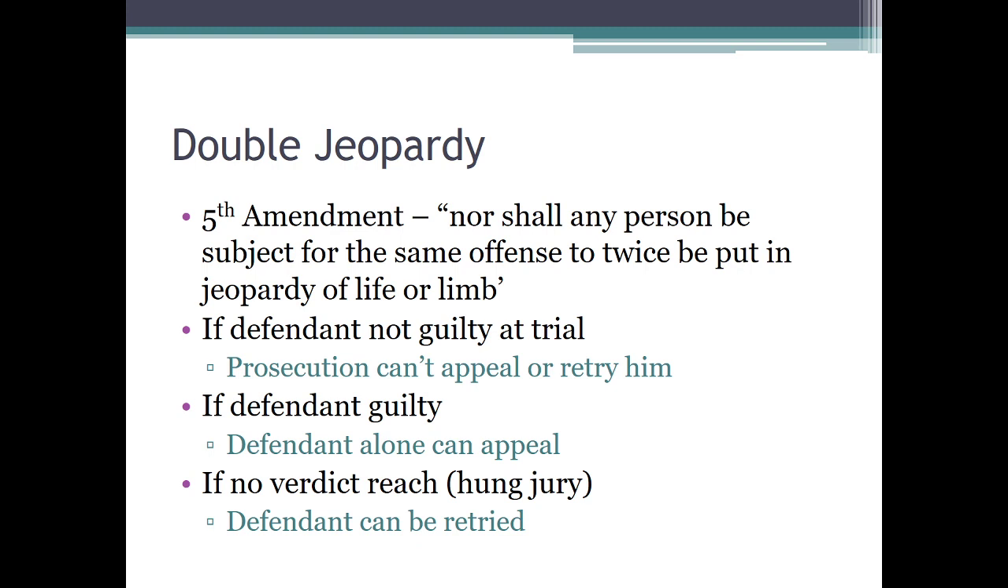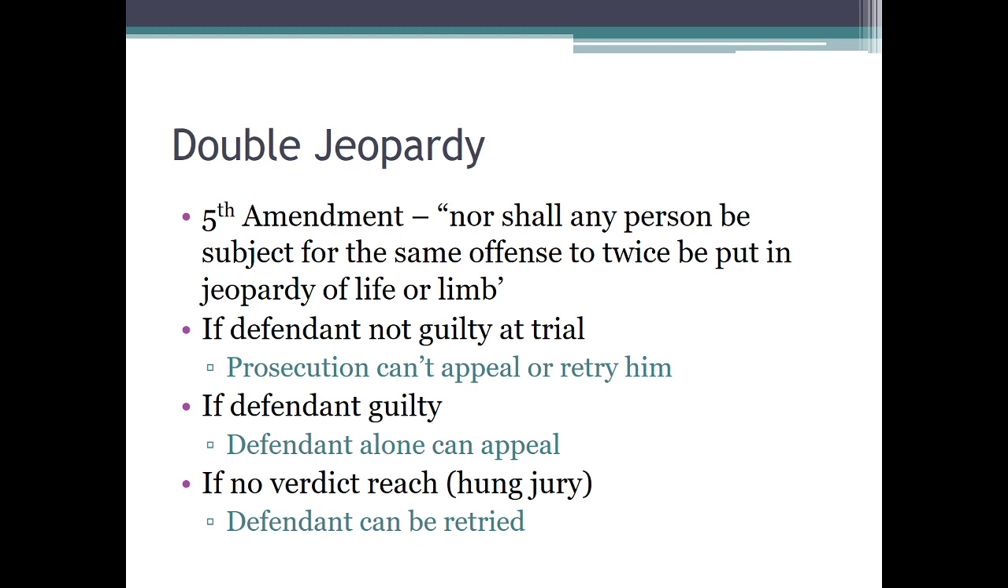Now, what about if someone's found guilty? So suppose someone's tried for burglary, they're convicted. And they decide, I'm not going to appeal this. They convicted me of third-degree burglary, which is a year in jail. The prosecution says, no, it should have been first-degree burglary. We want to appeal it. Nope, can't do it. If the defendant won't appeal the guilty verdict, the prosecution can't.